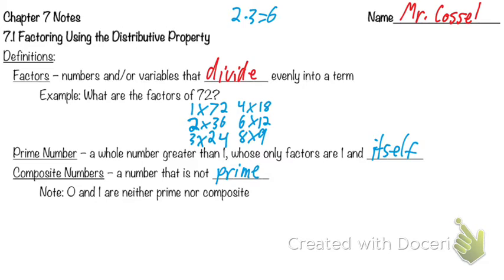1,000 is composite. How do we know 1,000 is composite? Okay, 10 goes into it because it ends in a 0. Or 2 goes into it because it ends in a 0. What else goes into it because it ends in a 0? 5 goes into it because it ends in a 0.